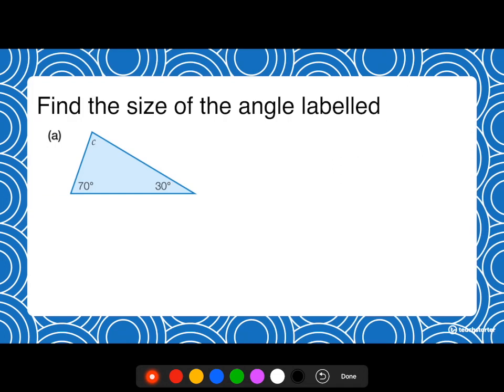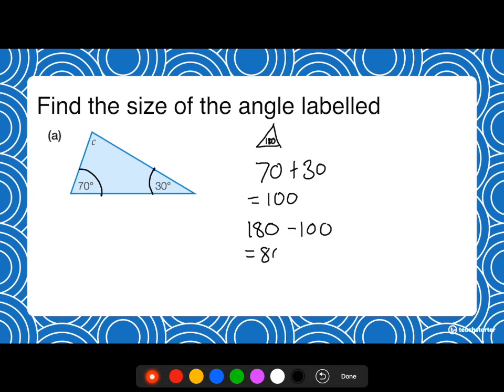So this says, find the size of the angle that is labelled. So that's the angle C. I like to always do a symbol so my teacher knows that I know the rule. So I'm going to do a triangle with 180 in it. What I first need to do is figure out how much have I used up. So I'm going to do 70 plus 30. And that's 100. So I've used up 100 degrees. My total is 180 and I've used up 100, so I'm going to take away 100, which means I've got 80 left. So that tells me that C equals 80 degrees. Make sure we got that degrees sign.